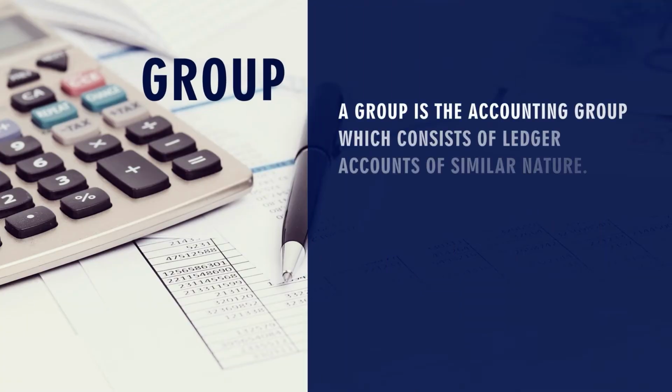Now we have discussed the ledger. Let's discuss something about groups. What is a group? A group is nothing but an accounting group which consists of ledger accounts of similar nature. That means those ledgers which are of a similar type have been classified under one group.